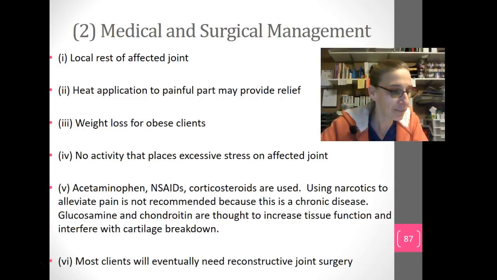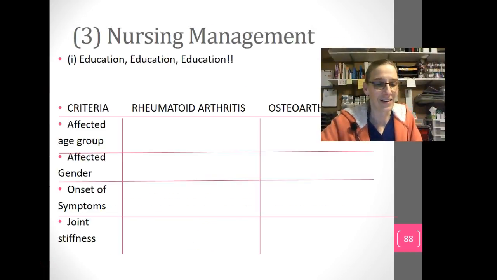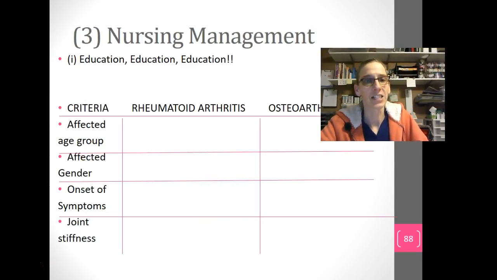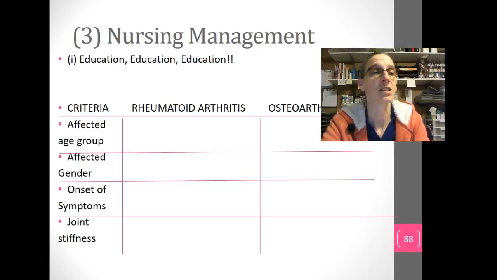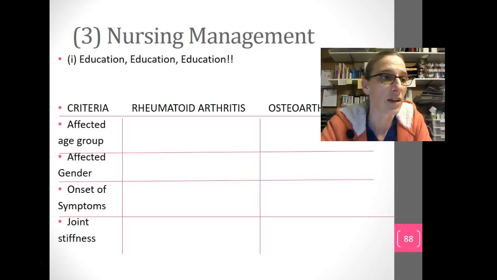All right, a TENS unit may help decrease the joint pain. Most clients will eventually need reconstructive joint surgery, and the most frequently replaced joints, hopefully you know, are knees and hips. All right, nursing management: education, and more education. That is so important as nurses. Good posture alleviates added stress to the joints. Also, drug therapy and ADLs.